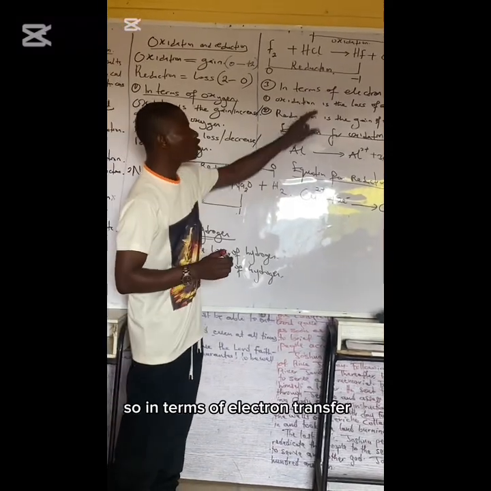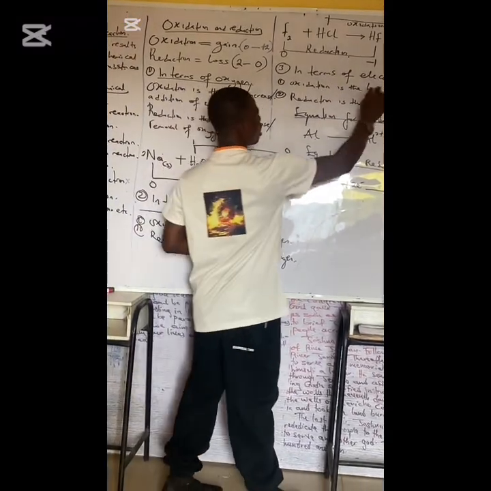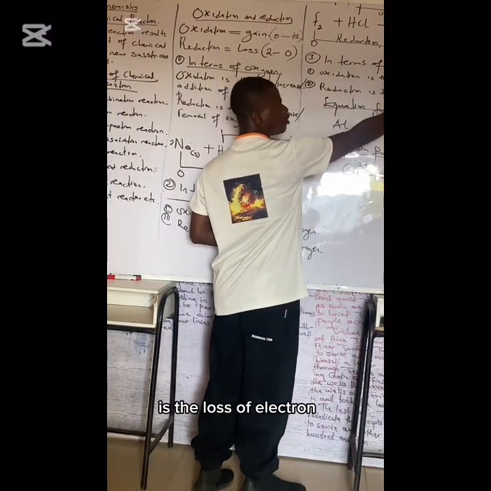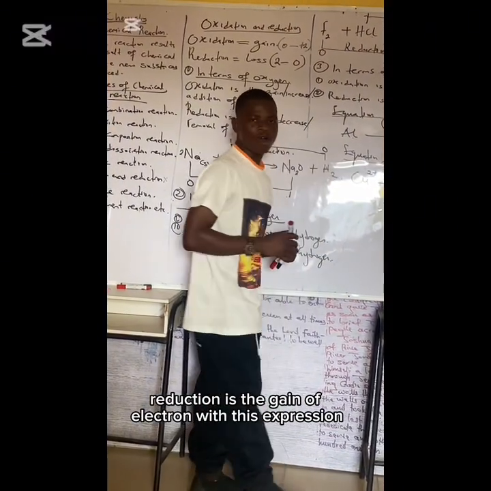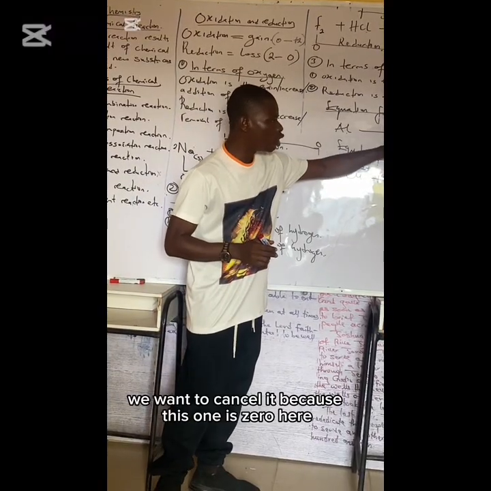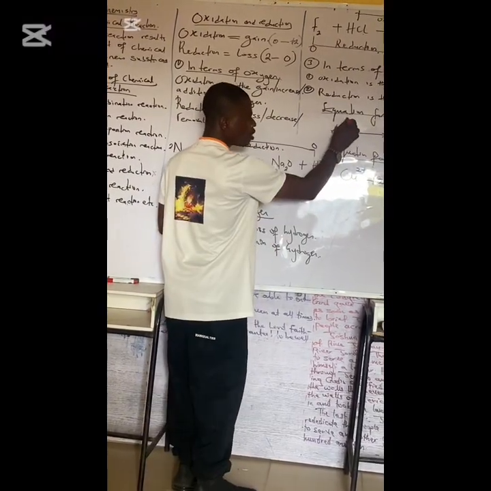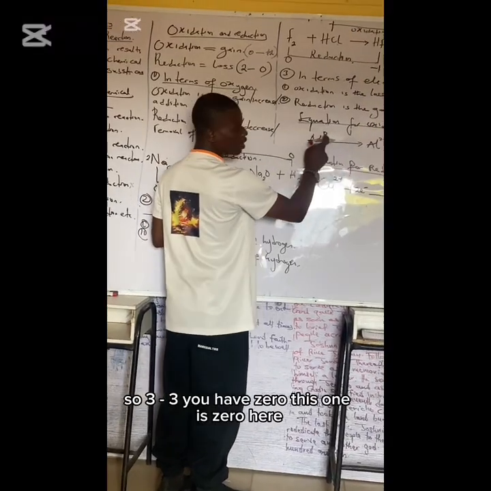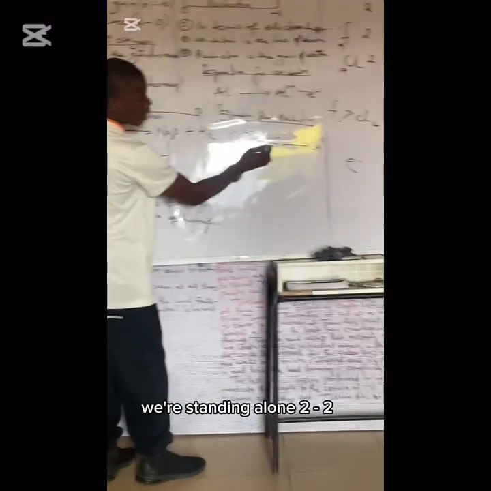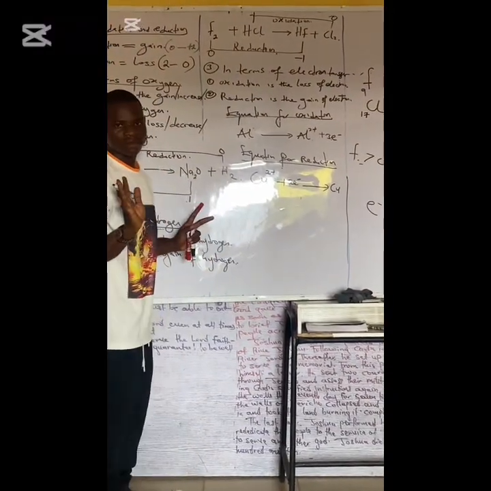So in terms of electron transfer, oxidation is the loss of electron, reduction is the gain of electron. With this expression, this one is 3 plus. We want to cancel it, but this one is 0 here. So 3 minus 3, you have 0. This one is 0 here, we're standing on zero. 2 minus 2, you have 0 here.